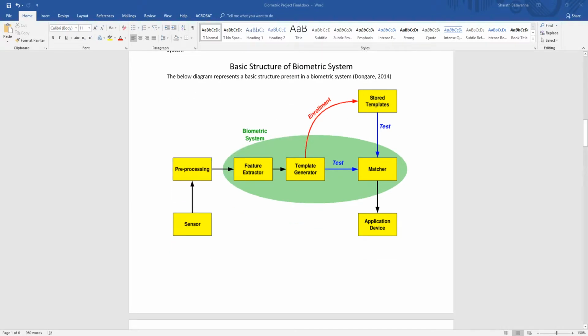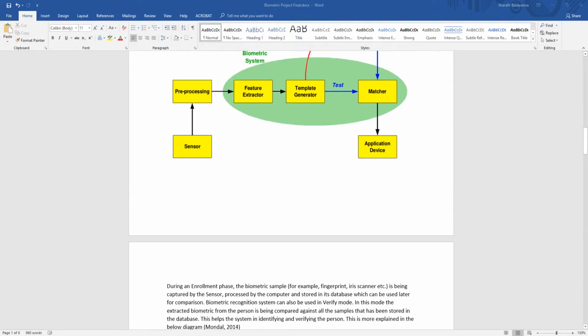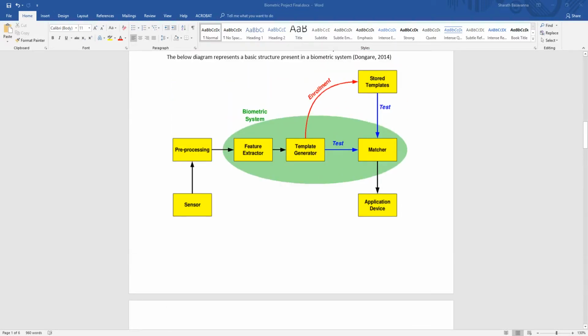In a biometric system, as mentioned, there are two phases, right? One is an enrollment phase and one is a matching phase. In the enrollment phase, once the features are extracted after pre-processing the data collected by the sensors, it generates the templates, and it stores those templates in its own database. That's called enrollment.